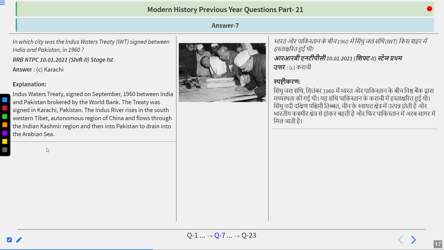And if we talk about India, India got control over the Ravi, Beas, and Satluj, that is R, B and S. And if we talk about the Indus Water Treaty, it was signed by particularly two people at that time. One was Mr. Jawaharlal Nehru from the Indian side and General Ayub Khan from the Pakistani side.